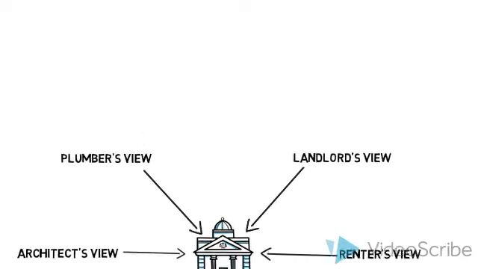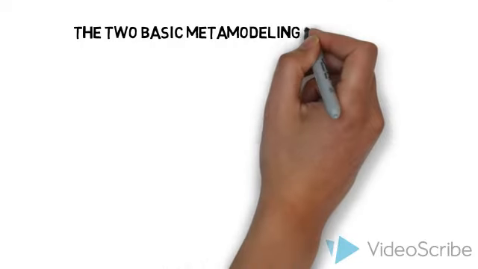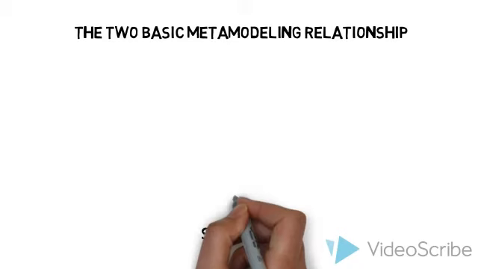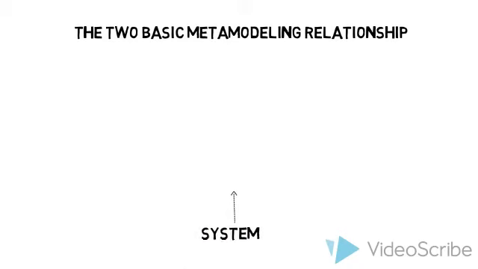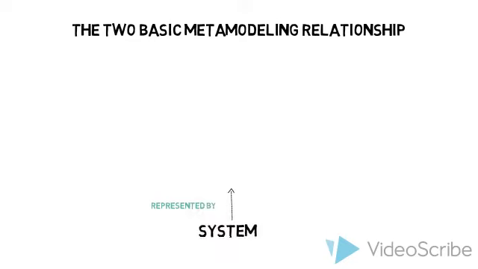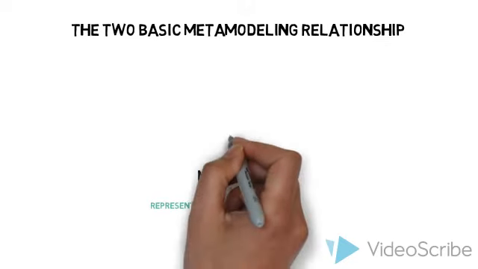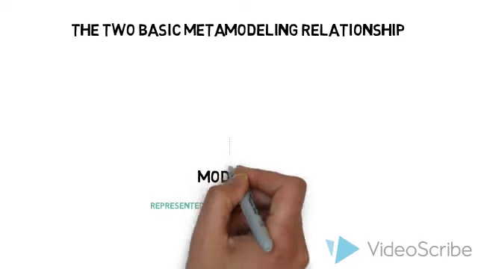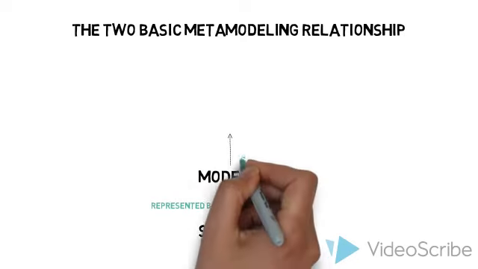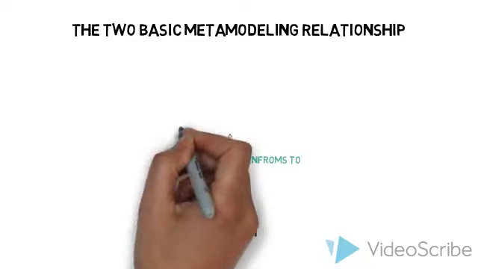Now let's discuss the two basic metamodeling relationships, in which at the very basic level we have the system, then model, and then metamodel. Actually, a model represents a system, and then that model conforms to a metamodel, because a model is a simplified representation of a certain reality.